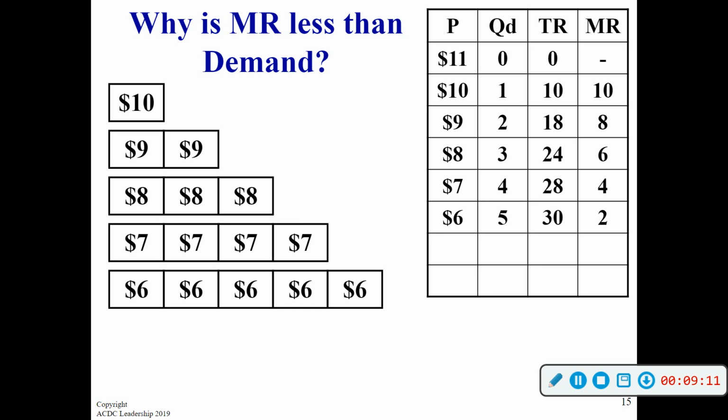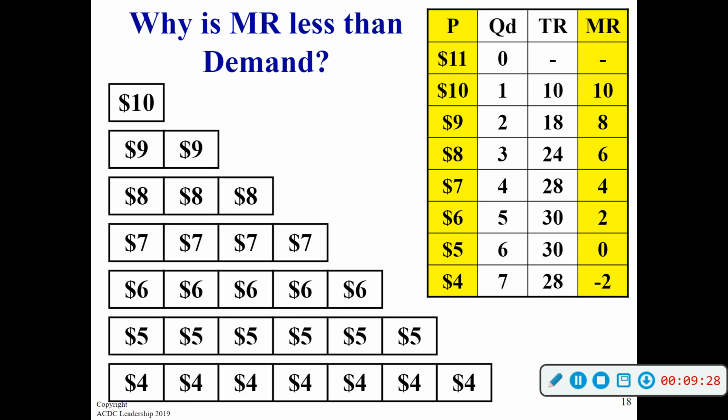If you continue down, this trend continues. $7, total revenue of 28, marginal revenue of 4. So what we're seeing right now, there's an increase in total revenue, but you see marginal revenue is diminishing, which is going to give it that downward sloping curve. But continue to go. Eventually, total revenue is going to decrease. Marginal revenue is going to go negative.